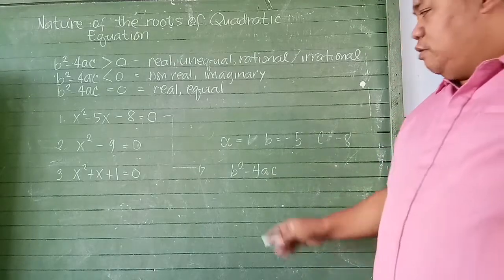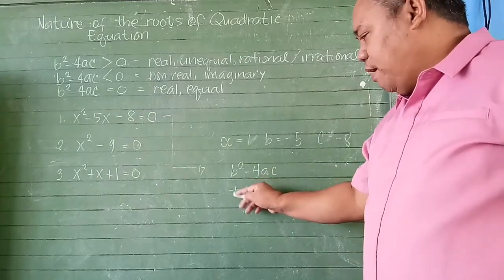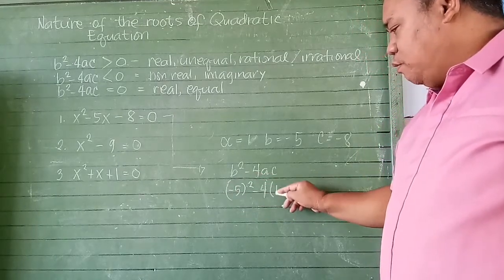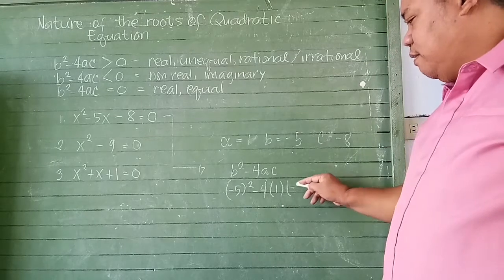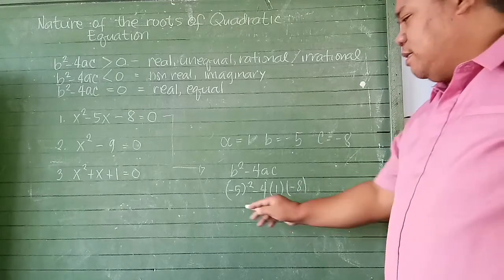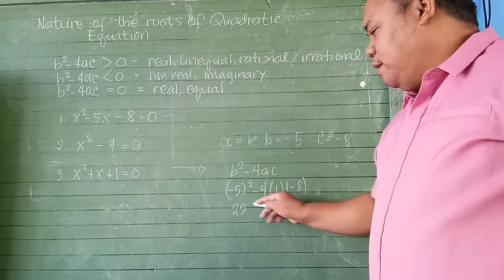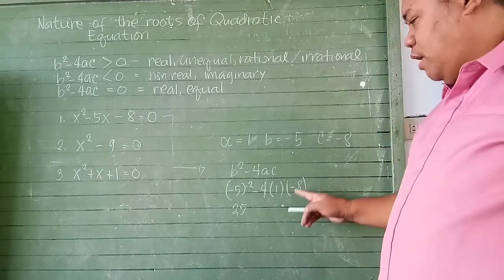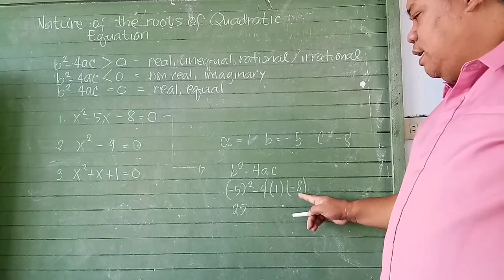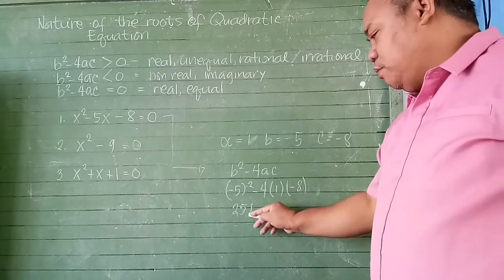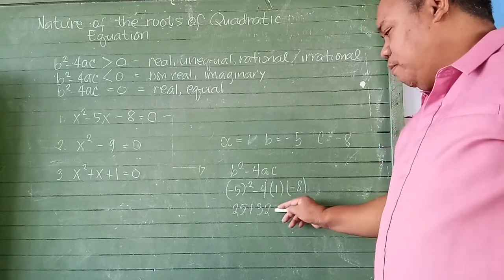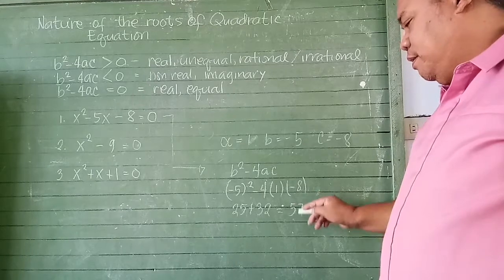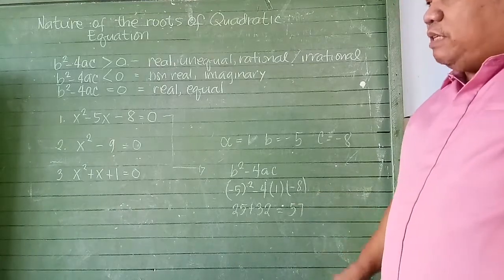So the value of b is negative 5. Negative 5 squared minus 4, a is 1, and c is negative 8. So this is 25, and this is negative 4 times 1 is negative 4, times 8 is positive 32. So 25 plus 32, the value is 57. Now, the value is positive 57.